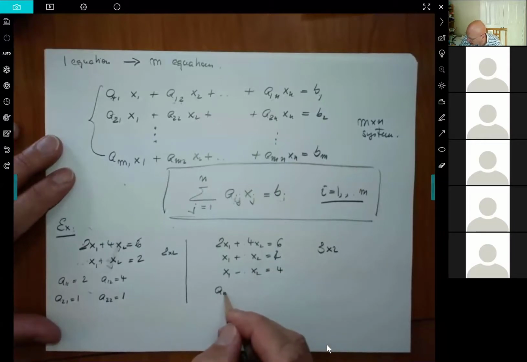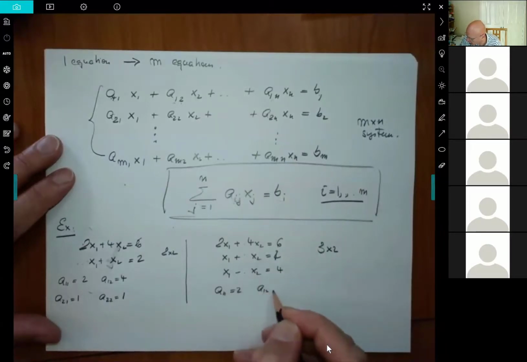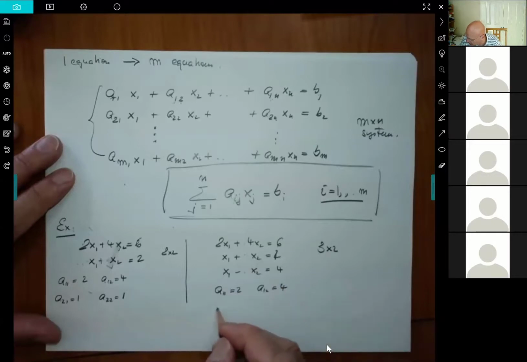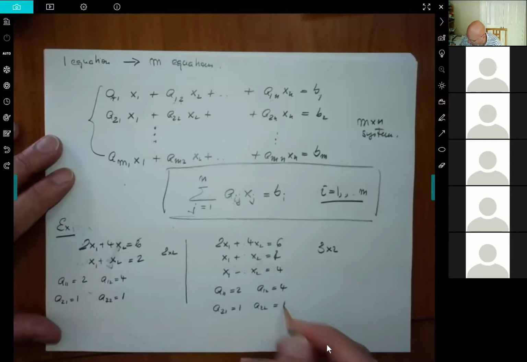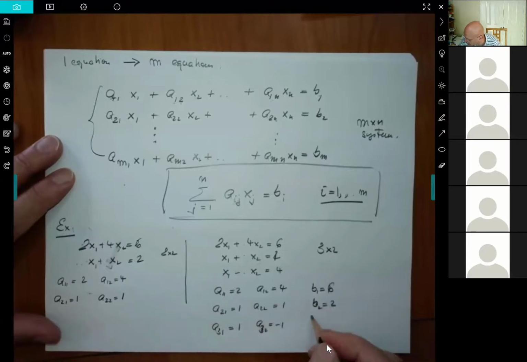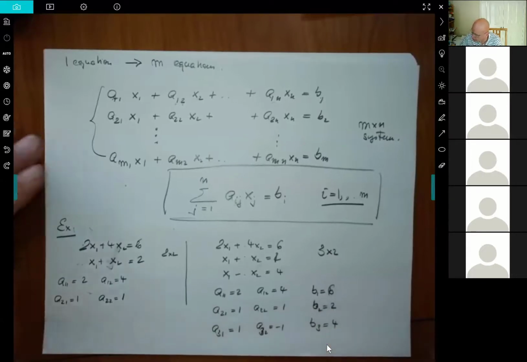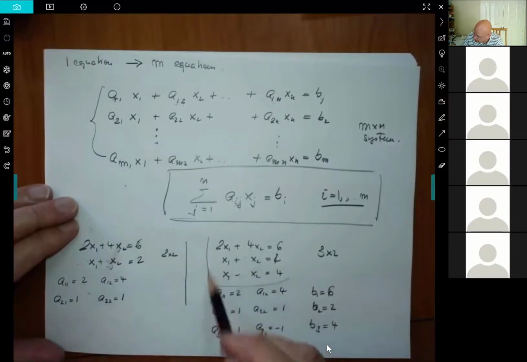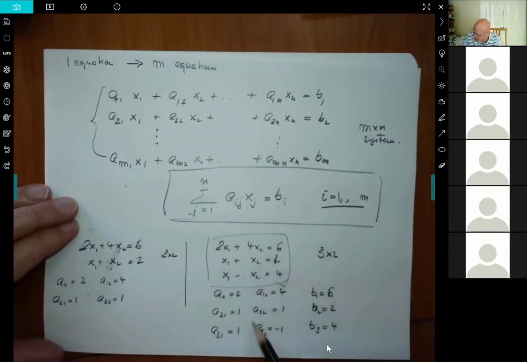So here we would have a11 is 2, a12 is 4, a21 is 1, a22 is 1, a31 is 1, a32 is -1, and maybe now I write down the b's. We have b1 is equal to 6, b2 is equal to 2, and b3 is equal to 4. So here you see how this fits in the general way.